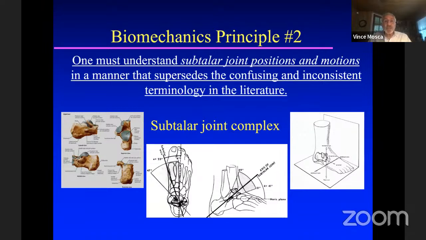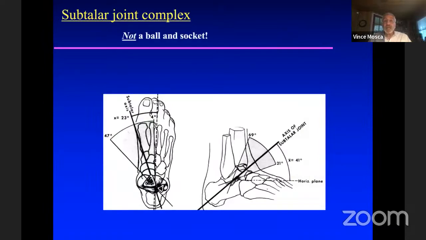The reason that the foot is so complex, besides having so many joints and so many bones, is that the subtalar joint, which is the foundation of most of the deformities, is unlike any other joint in the body. It's not a ball and socket like the hip or shoulder. It's not a hinge joint like essentially every other joint, the knee, the elbow, the proximal interphalangeal joint. Those are the joints, except for the subtalar joint. And what is the subtalar joint if not a ball and socket, not a hinge joint?